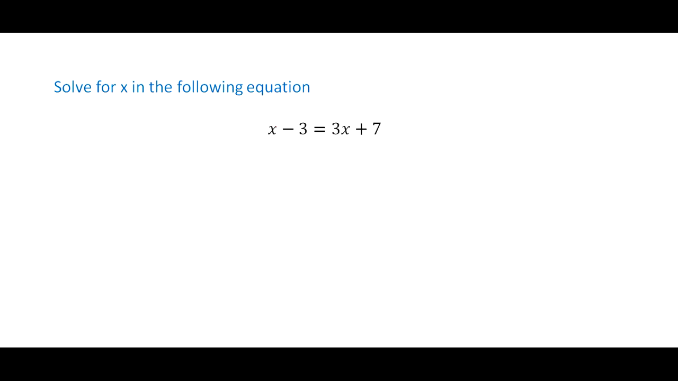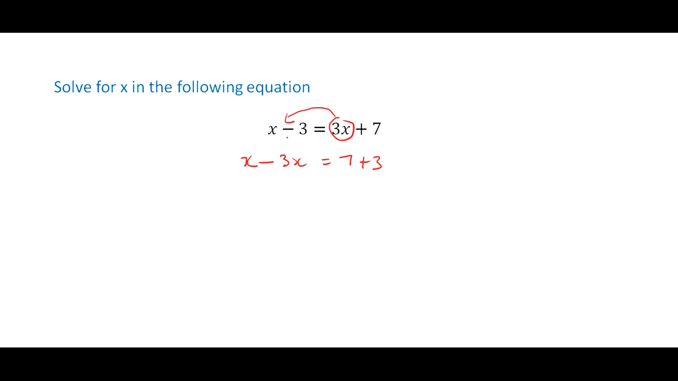Now, we have an equation here, and we have x's on the left side and the right side. So, what do we do? What you need to do is to put all the x's on one side, and put all the numbers on the right side. So I'm gonna move this 3x to the left side. So x minus 3x is equal to 7 plus 3. Okay, because this 3x is coming to this side, so therefore the sign will change. That's one way of looking at it.